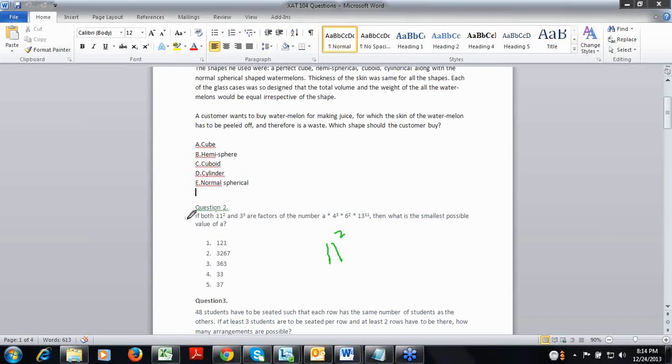Now 3 cube is there. In 6 square, we get 3 square, so we need an extra 3 to make it 3 cube. So what is the answer? 363 is the minimum value of A which needs to be there in order to make 11 square and 3 cube a factor of this number. So we have option number 3, 363. We'll go ahead and mark that option.